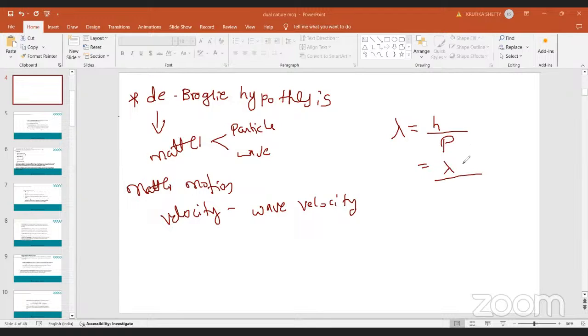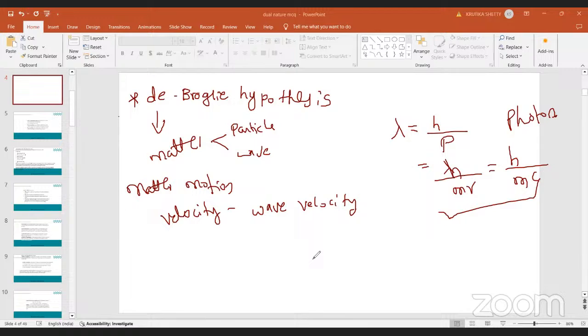So this is nothing but h divided by momentum, that is mass into velocity. So this is h divided by mv. But here the light we are considering is photon. So for a photon, the velocity v becomes what? That is the velocity of light in free space. So therefore it becomes h divided by m into c.